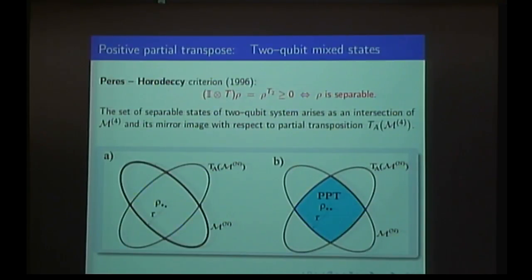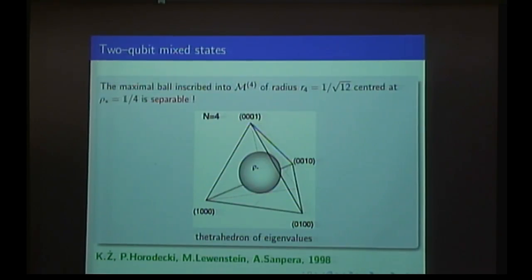In a sense, let this denote the set of all mixed states. Partial transposition is like a reflection. So this is the partially transposed set. So the set of so-called PPT, positive partial transpose, is just an intersection of the initial set and its reflection. And then this is a very simple theorem which tells us that those states here are separable, while those outside this set are entangled. But for higher dimensions, this theorem works only in one direction.